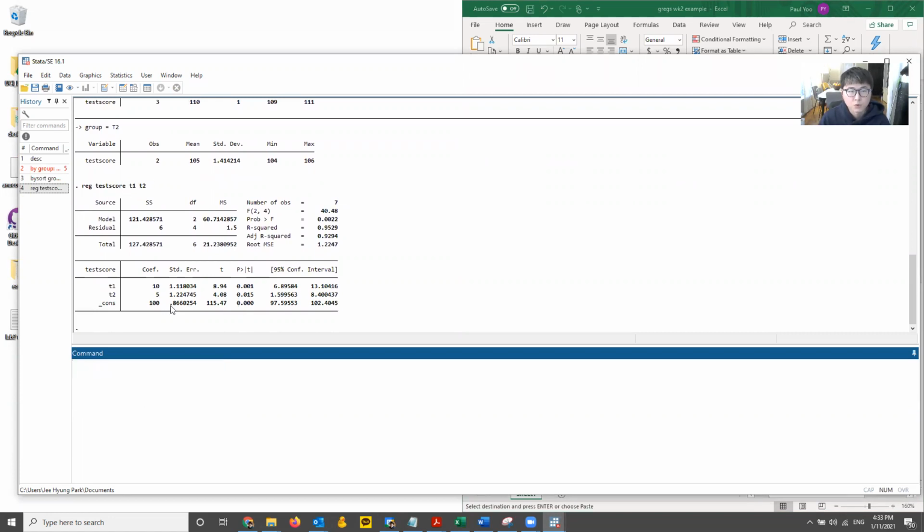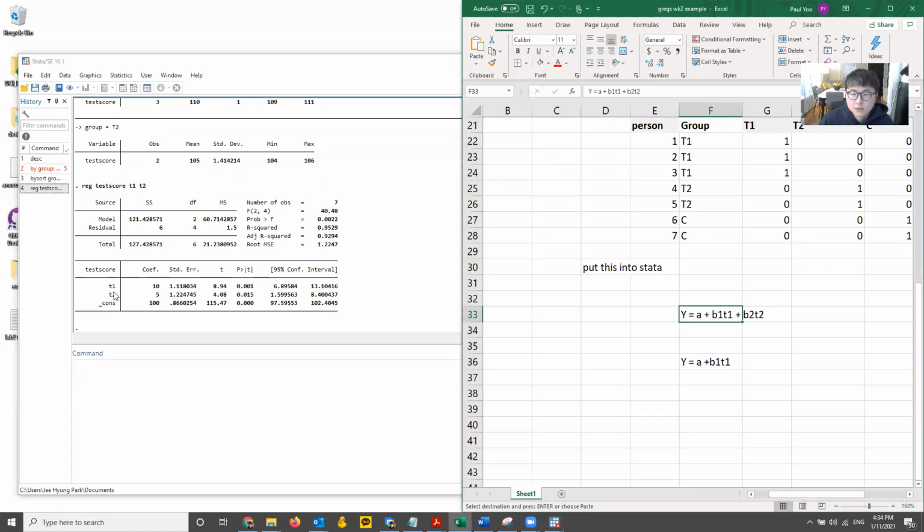The regression is going to give you mean differences between groups. It's always trying to compare things, especially when you're using dichotomous variables. And as we saw in class, T1 is this variable here. The coefficient on T1, which is B1, is going to be 10. And the coefficient for T2, which is B2, is going to be 5. So this equation now reads y equals A plus B1, which is 10, times T1 plus 5 times T2. And we can also plug in the A, which is the constant.